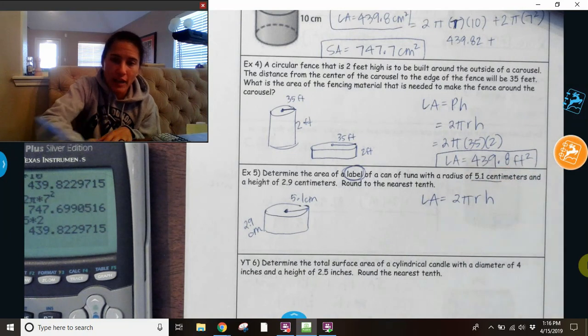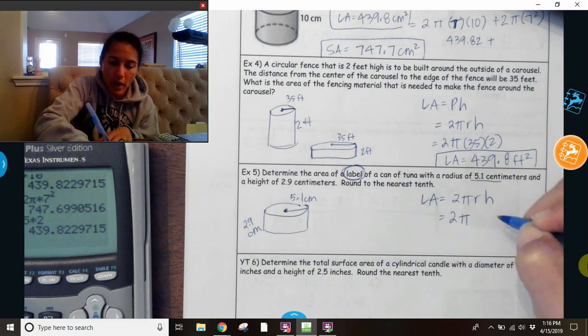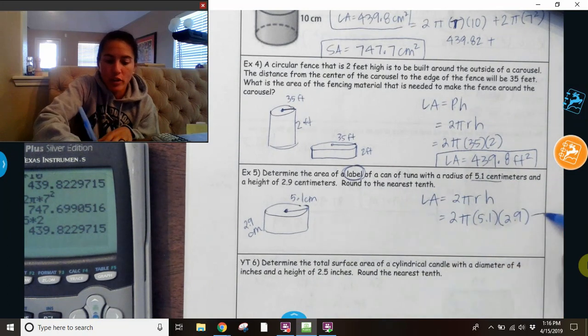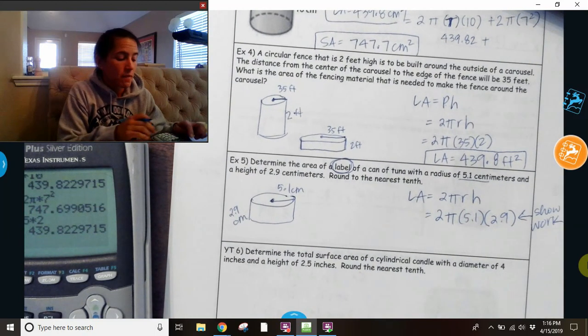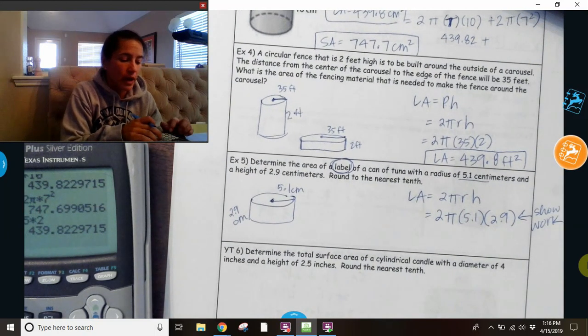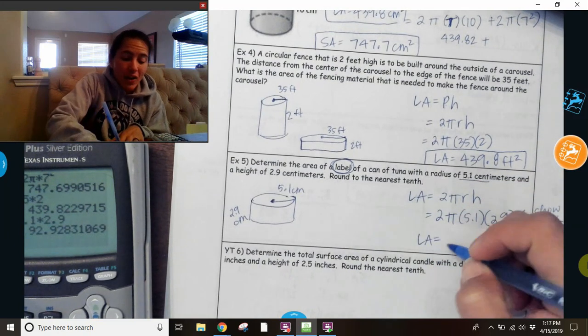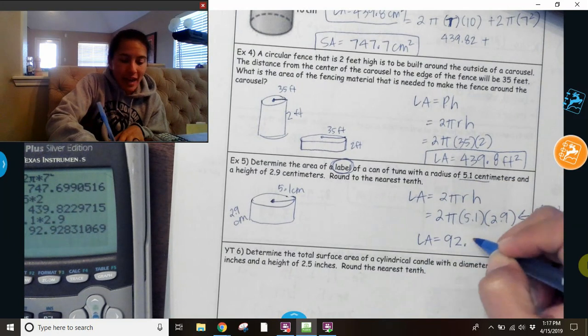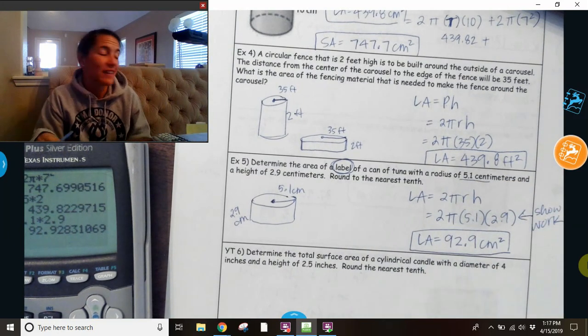So 2 pi r h. 2 pi, the radius is 5.1, and the height is 2.9. Here is showing your work. That is what I need you to show me, your work. And then I type it in, 2 pi times 5.1 times 2.9. And we need about 92 and 9/10 centimeters squared of paper for the label.